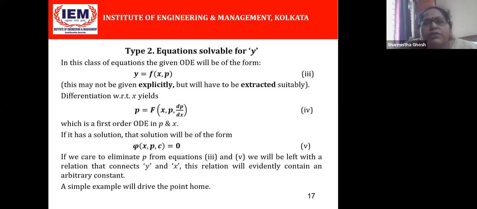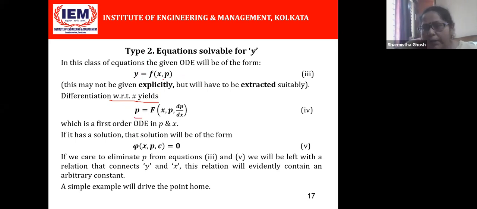See, what we will do is differentiate this equation with respect to x. Suppose that we have written our given equation in the form y as a function of x and p. Now we will differentiate both sides with respect to x. So the left hand side, if I differentiate, is dy/dx. That is nothing but our p.